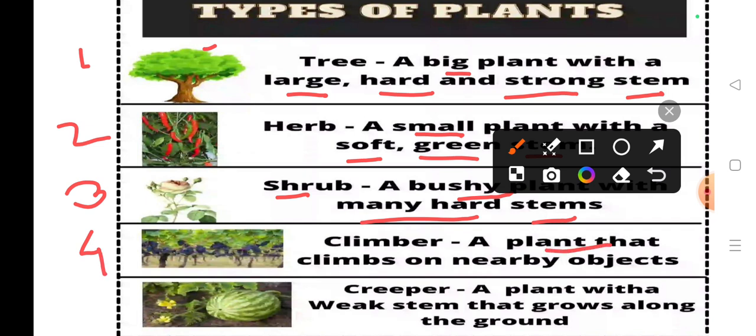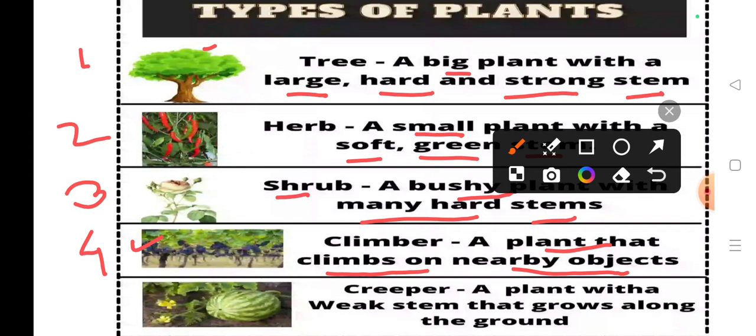a plant that climbs on nearby objects. Yes, children. Climbers are the plants which climb on nearby objects and they need support. They are flexible in nature and they climb up. But for this, they need support either of sticks or wall. Okay. You can see here the grapevine, which is the example of climber.